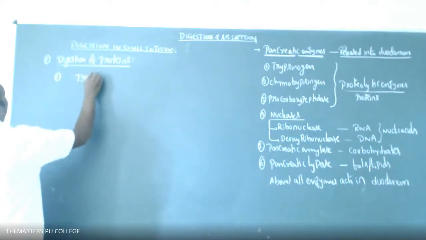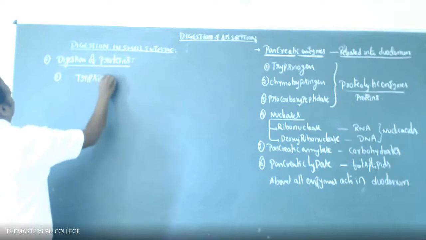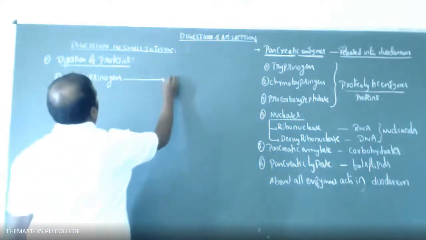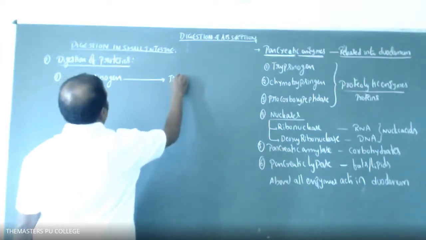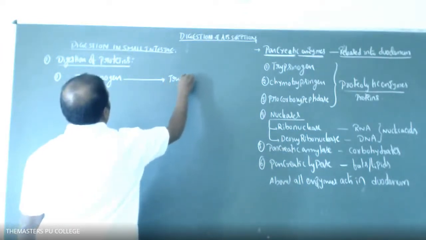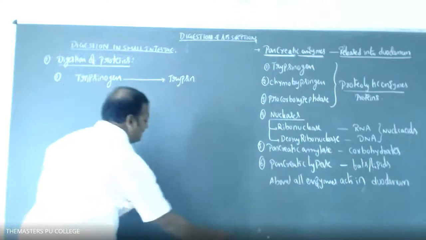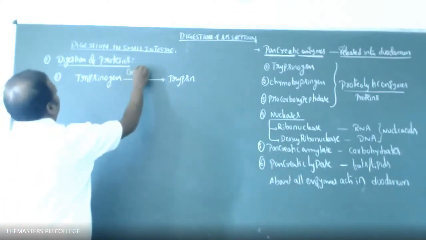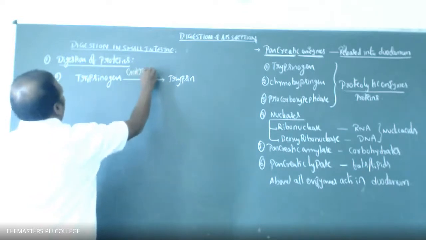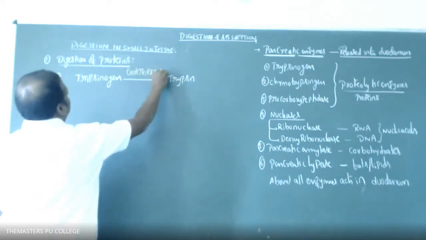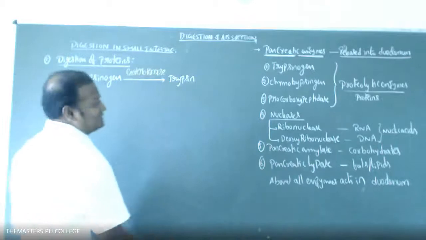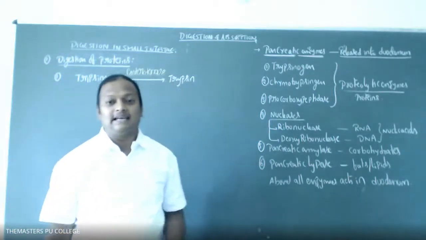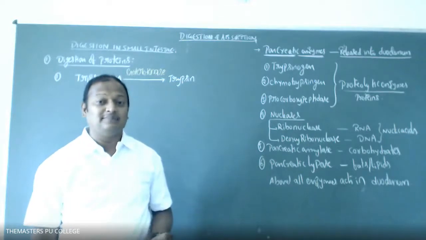Trypsinogen is converted into active trypsin by the influence of the enterokinase enzyme. Enterokinase is an enzyme secreted from the glands of the small intestine, from the crypts of Lieberkühn.